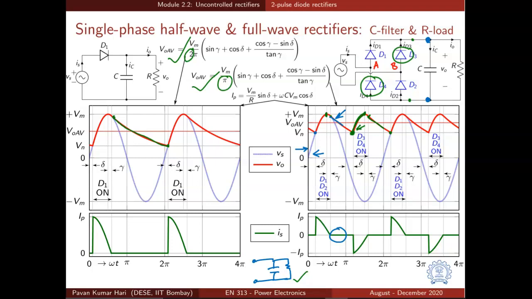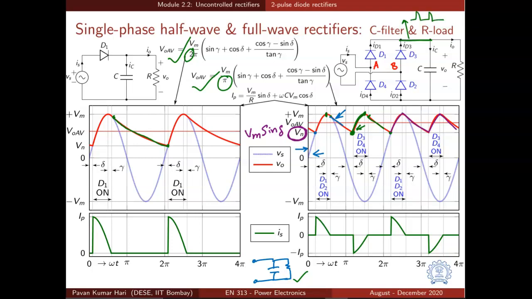Of course, we can always approximate this by the average voltage of Vm plus Vn by 2, assuming the segments of voltage as linear, which is a very simple approximation. And what is the minimum value of output voltage Vn? Vn is equal to Vm sin delta. And how about the source current drawn from the AC source? For that, we need to look at the current flowing in this branch. And how does it look? The current flowing in this branch will look like this.